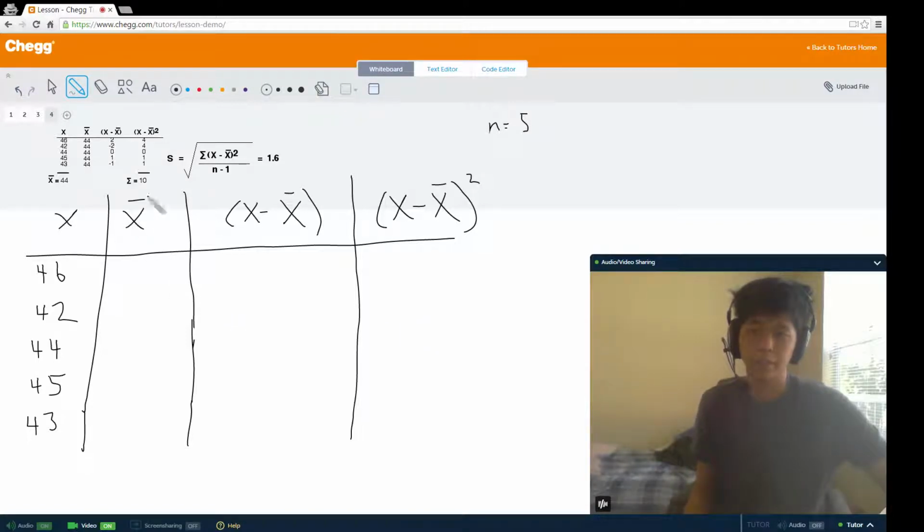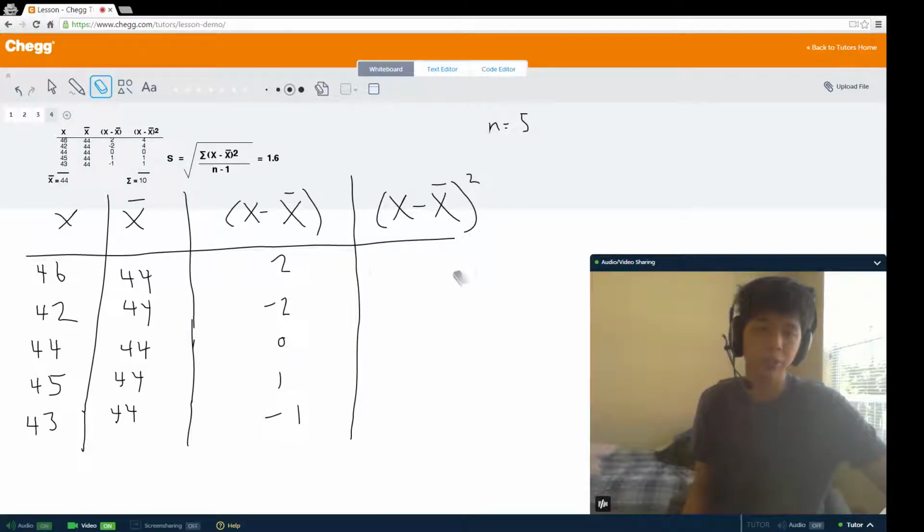So the first thing we do is calculate our mean. You look at our data set, the average or the mean is going to be 44. So we can write 44 for each space underneath this column. Pretty easy so far. Third column is also pretty easy. For each row, we take each x value and subtract the mean. So here it would be 46 minus 44, so 2. Next one will be negative 2, and so on. 0, 1, and negative 1.